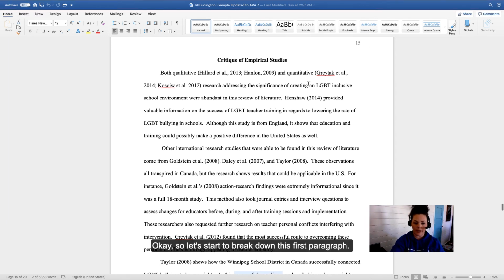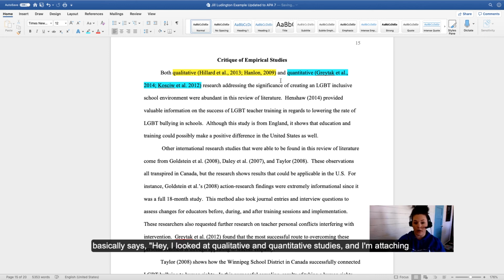Okay, so let's start to break down this first paragraph. We'll see in the topic sentence for the introduction, Student A talks about qualitative and quantitative research studies. And I want you to notice that when she talks about those studies, she includes the citations for the studies she's referring to. Same with quantitative. So the opening sentence basically says, hey, I looked at both qualitative and quantitative studies and I'm attaching what those studies are.